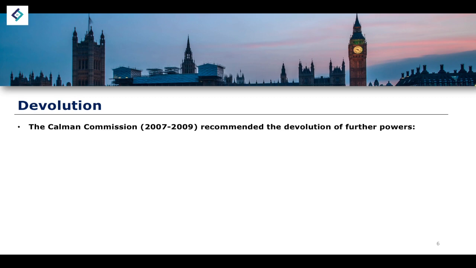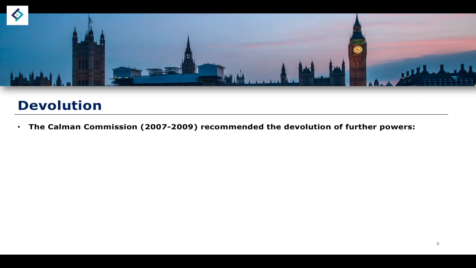Between 2007 and 2009, we get the introduction of what is known as the Calman Commission. What the Calman Commission recommended was the devolution of further powers. It should be noted that devolution takes place on a relatively long timescale. It isn't something that takes place all at once. It takes place over a period of many, many years. They had the first wave of devolution legislation in the late 1990s, early 2000s, Northern Ireland being slightly different given that we also had the Good Friday Agreement and the ending of the Troubles.